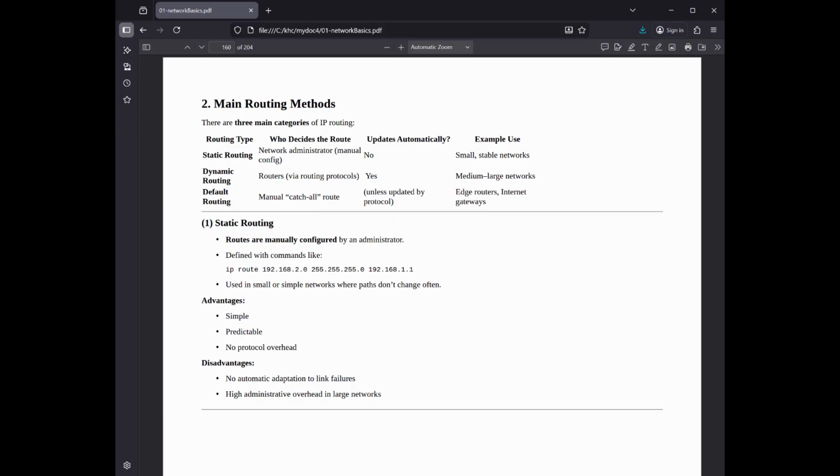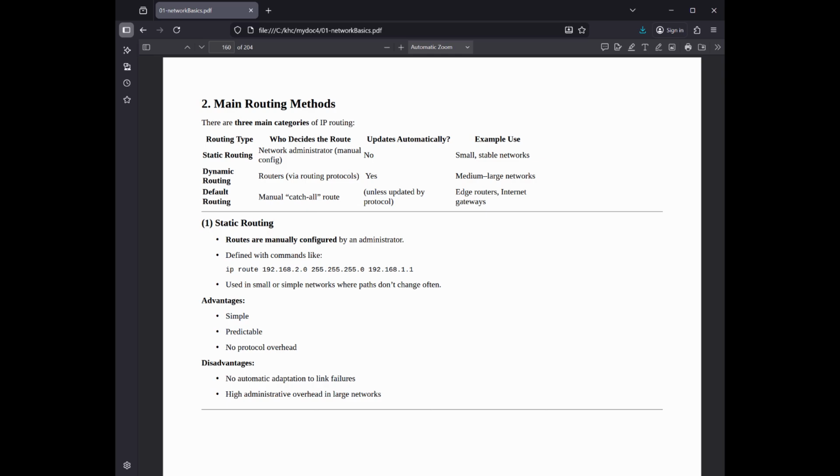Why it's important. Interconnectivity, enables communication between different networks, for example your home network and a server across the world. Efficiency, finds the most optimal path, balancing factors like speed, load, and reliability. Scalability, manages complex global networks like the internet.